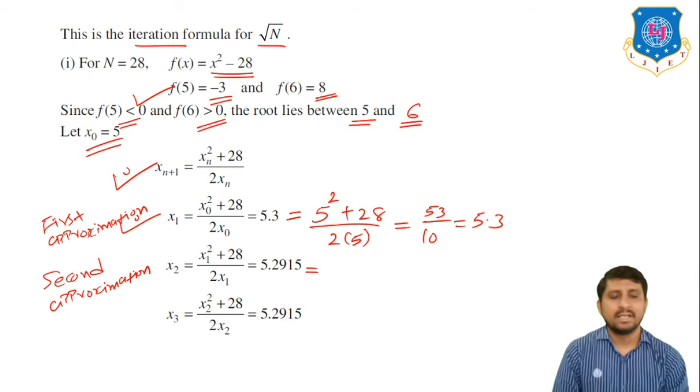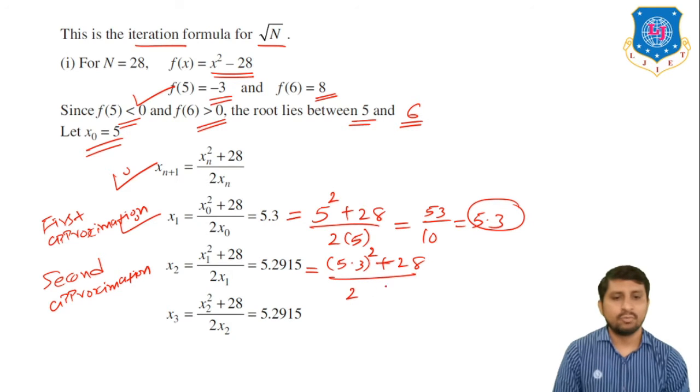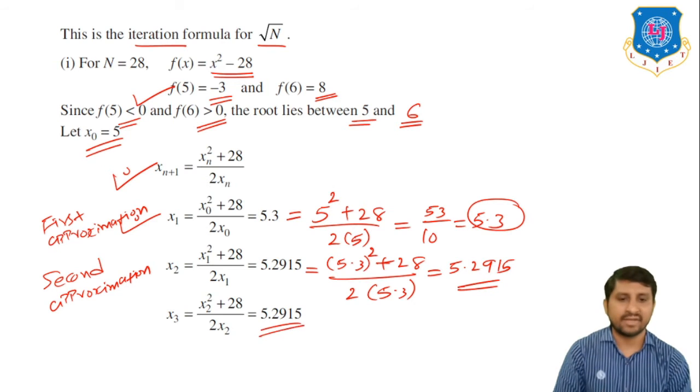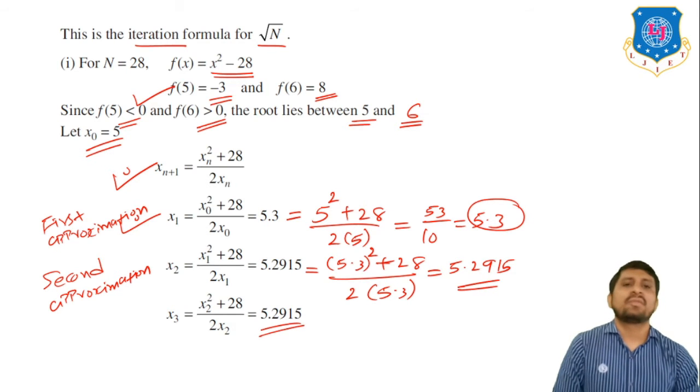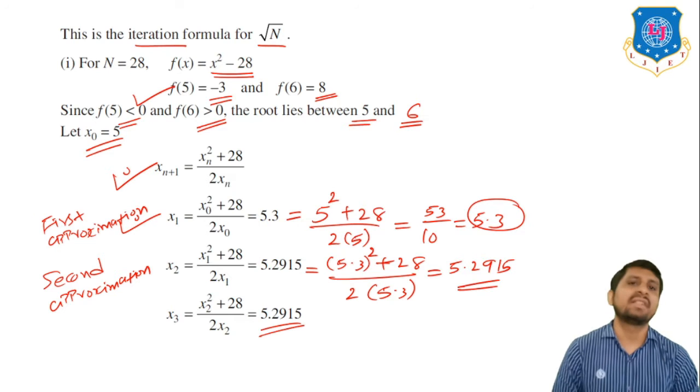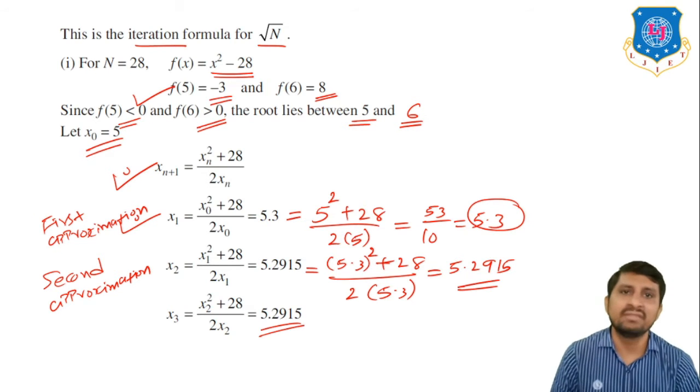Similarly, put 5.3 here: 5.3 whole square plus 28, upon 2 into 5.3. So you will get 5.2915. If we put 5.2915 in the next approximation, again you will get 5.2915. So that means the approximate root of the function f of x equals x square minus 28 is 5.2915. That means the square root of 28 is 5.2915.